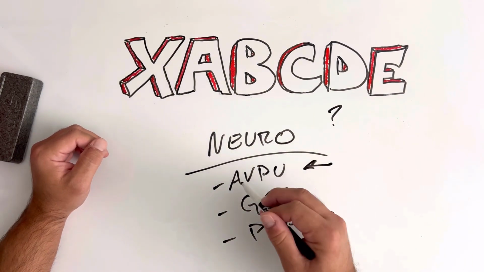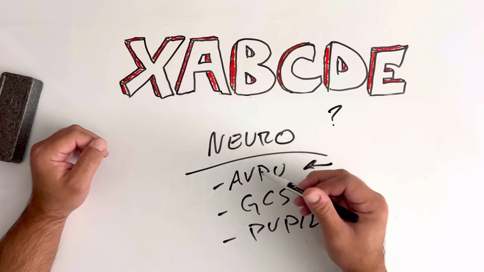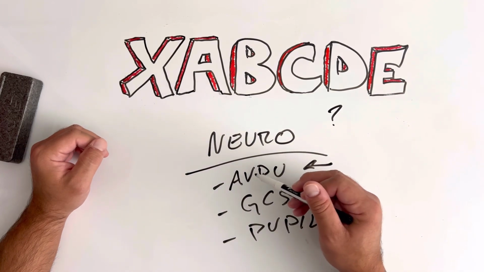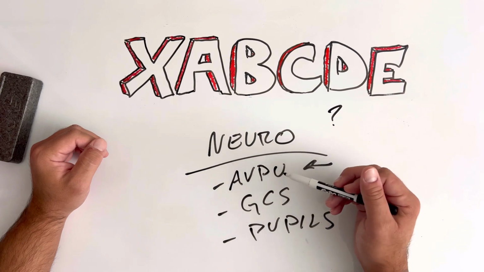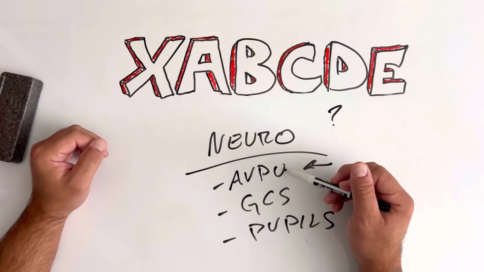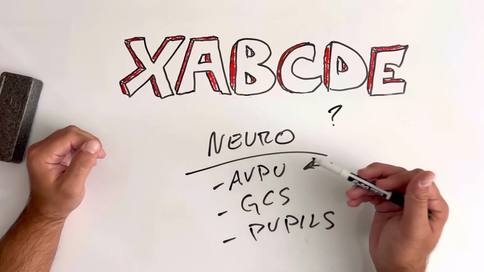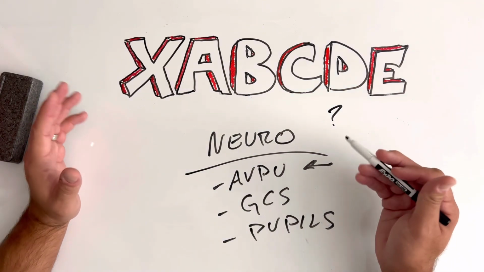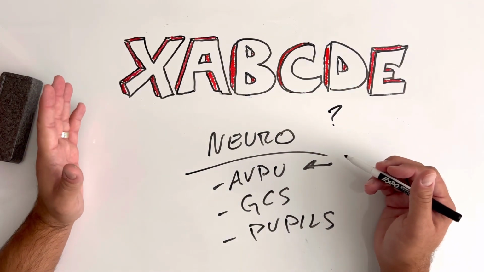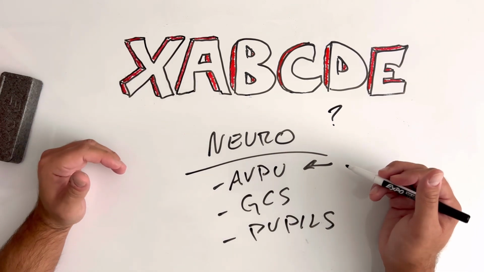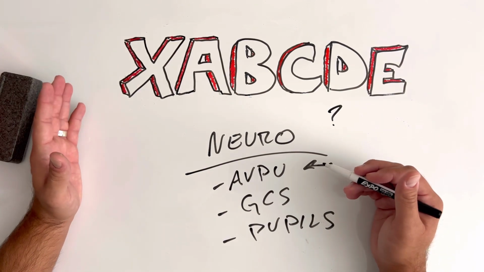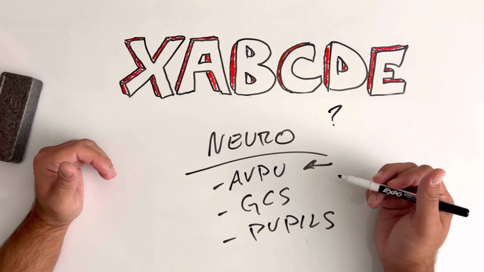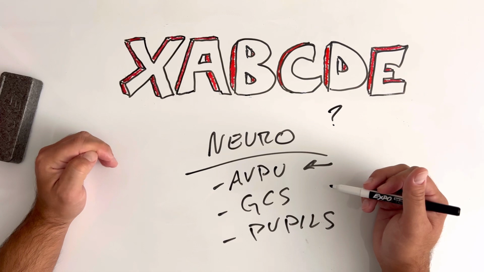AVPU: is that patient alert? Do I need to speak to them, are they alert to verbal? Painful stimuli, do I have to give them a sternum rub? Or are they unresponsive? This is important, especially during your primary assessment. In the beginning, you want to have a baseline of where that patient is as far as their initial neuro exam, because it could change throughout the call. So we should have a good idea of how they are when we started with them and how they are when we finished with them and drop them off at the ED.